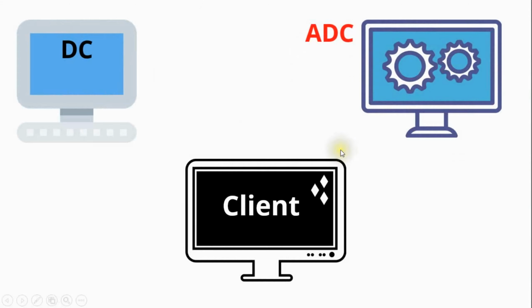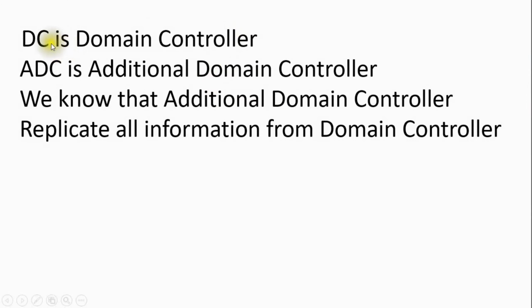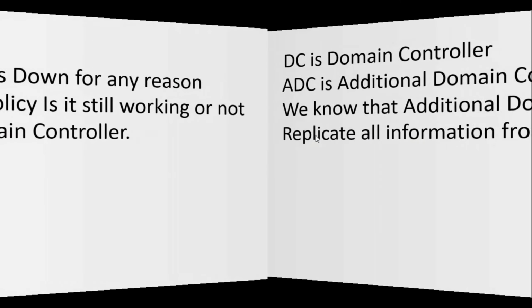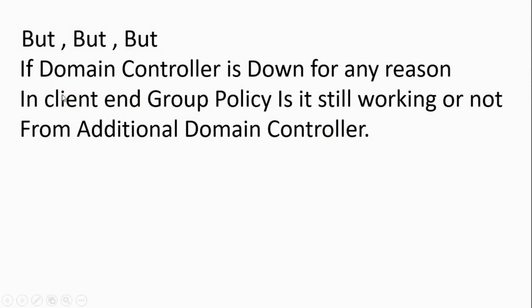I will discuss about this later. First, DC is domain controller, ADC is additional domain controller. We know that the additional domain controller replicates all information from the domain controller, okay? But if the domain controller is down for any reason, at the client end, is group policy still working or not from the additional domain controller?